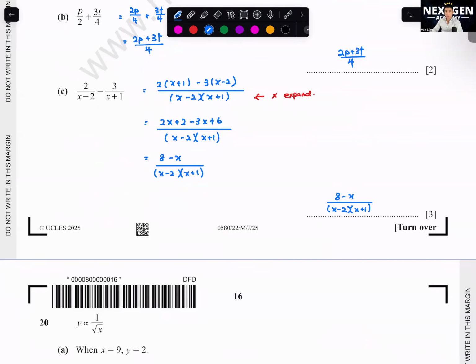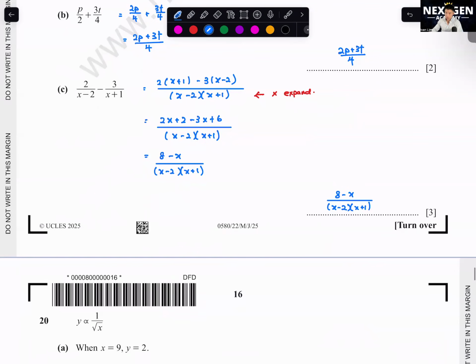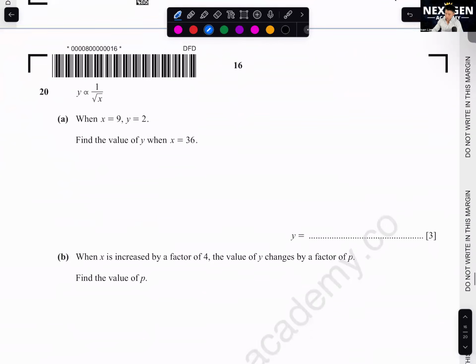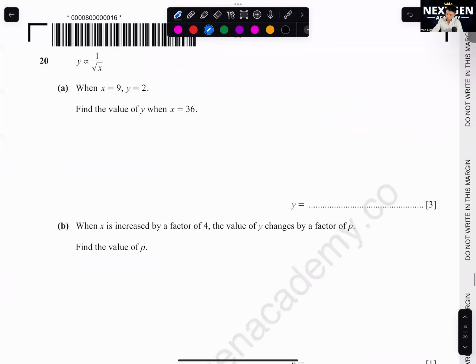Okay, let's go to question 20. Can all this algebra? What's this symbol? Do you know? This fish symbol, this one is called proportional. Okay, so it's either directly proportional or inversely proportional. When x is equals to 9, y is equals to 2.